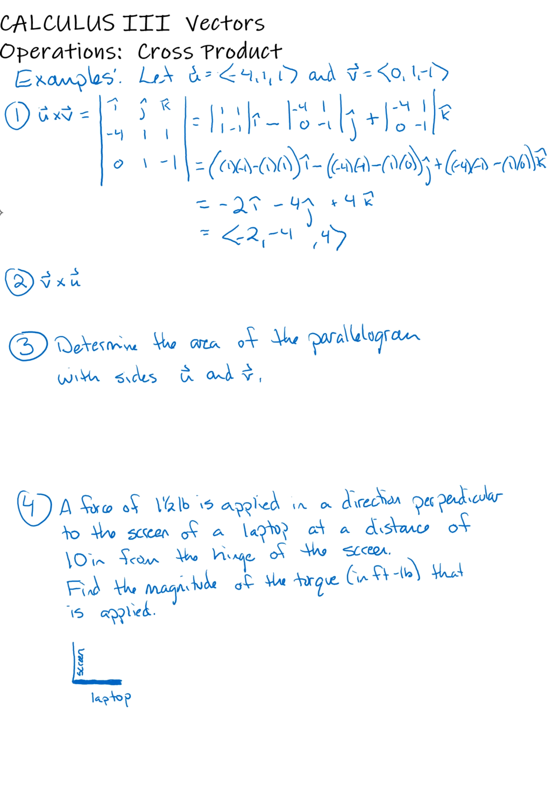Oh, but you know what? I realize I did make a slight mistake here. That should be a +1 back there, which makes this one here a +1. So that gives us -4k. That's better. All right, so -2, -4, -4 is our resultant vector.